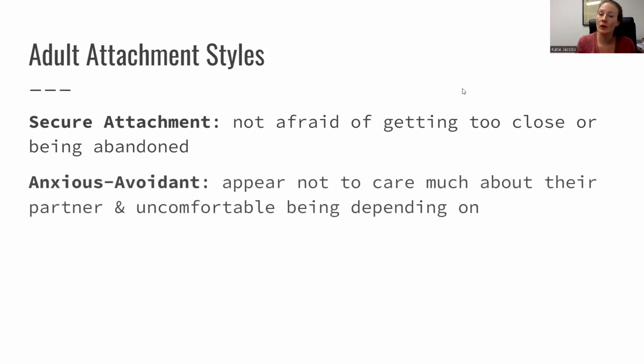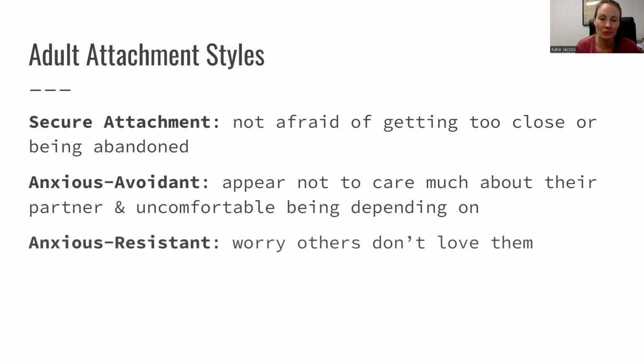Then we have anxious avoidant attachment style. These people appear not to care much for their partner or their romantic relationship. They can feel uncomfortable if someone's depending on them, or if they have to depend on other people. So these people come off really standoffish. Then we also have anxious resistant, and people with this type of attachment style worry that other people don't love them and that they can't get as close to others as they would like.